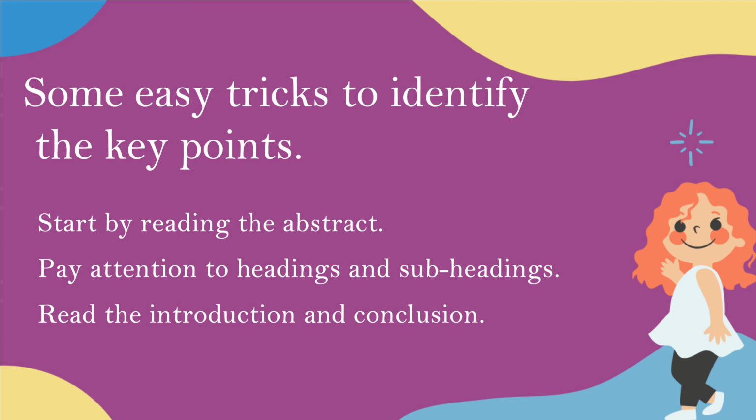Let's talk about identifying and arranging the key points. Since the time is limited, students must keep in mind some tricks to do this task easily. Start by reading the abstract. This already contains the author's own summary of his work, and it tells you what to expect from the article. You must pay attention to headings and subheadings if the article has them. These should give you a fair sense of what each part is about.